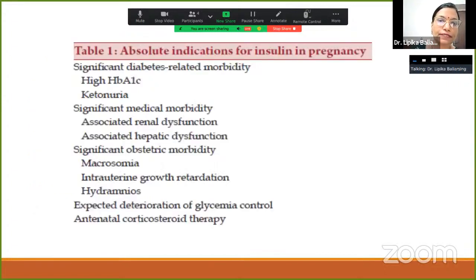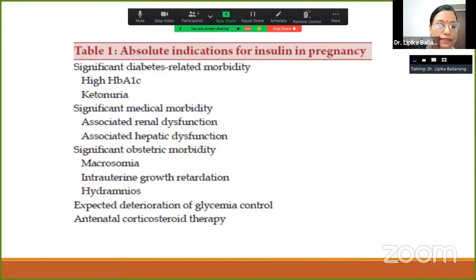So what are the absolute indications for insulin in pregnancy? When there is significant diabetes related morbidity, and suppose we get a very high HbA1c, like more than 7 to 11, and if there is presence of ketone bodies in the urine, or significant medical morbidity like associated renal dysfunction or hepatic dysfunction, and if there is significant obstetric morbidity, like eclampsia, or macrosomia, intrauterine growth retardation in the child, hydramnios, all these are indications that a very tightly controlled regime should be followed and insulin should be used.